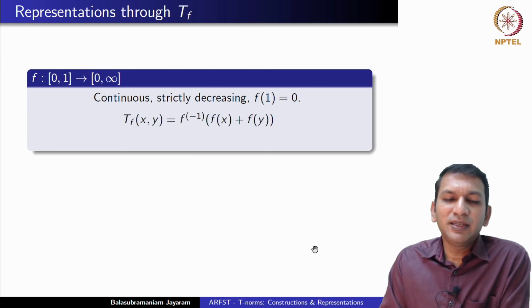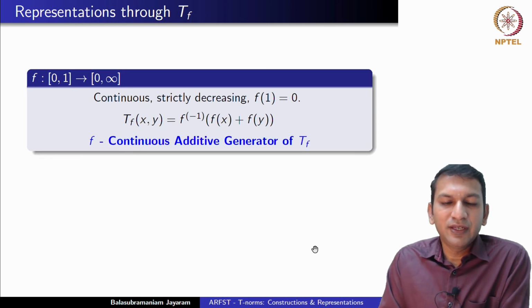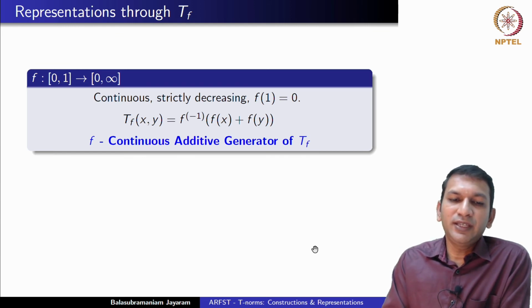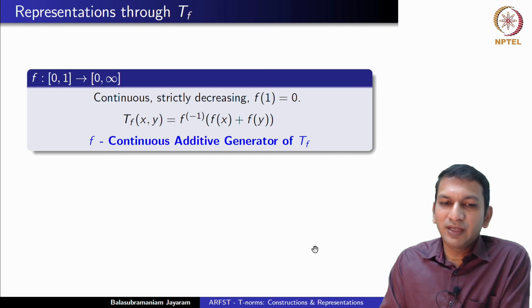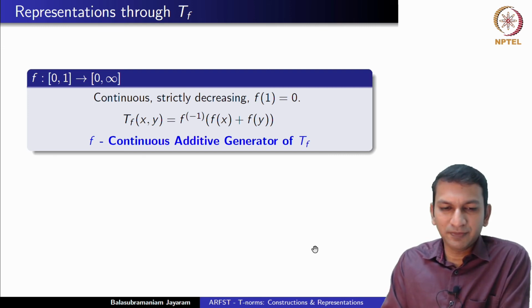And consider this particular construction using the pseudo inverse of f. Any such function f, we call it a continuous additive generator of the function t_f. And we know that this actually is a T-norm. t_f is a T-norm. So we say it's a continuous additive generator for a T-norm, which we denote by t_f.